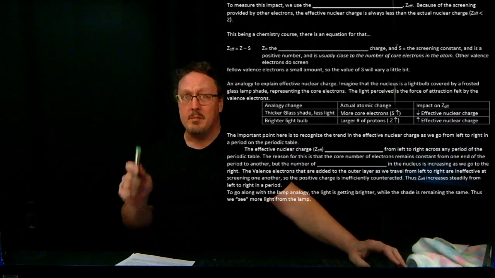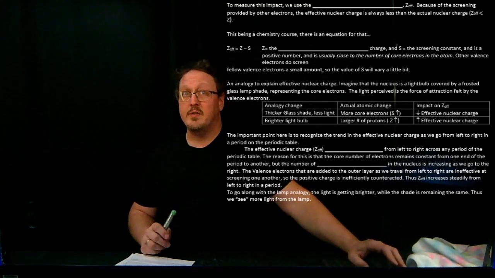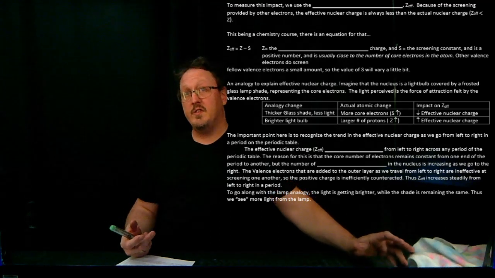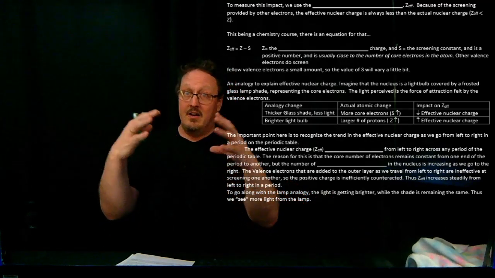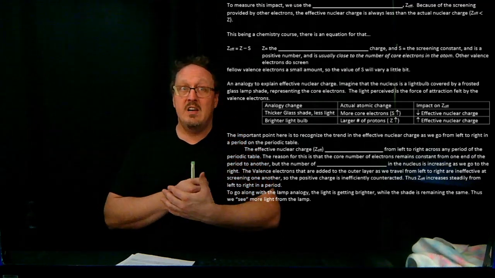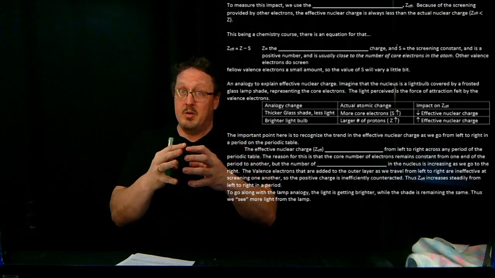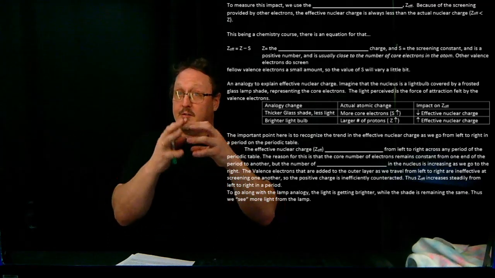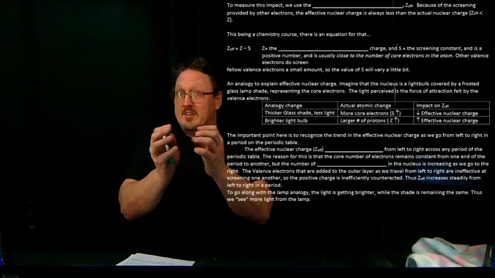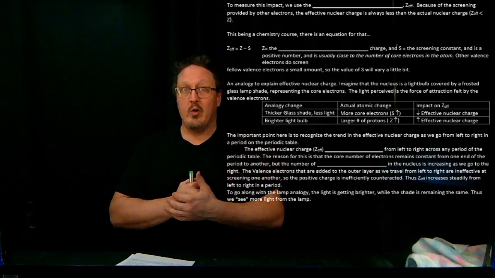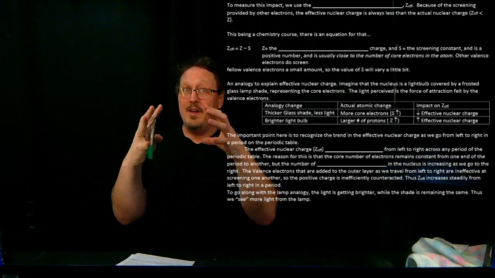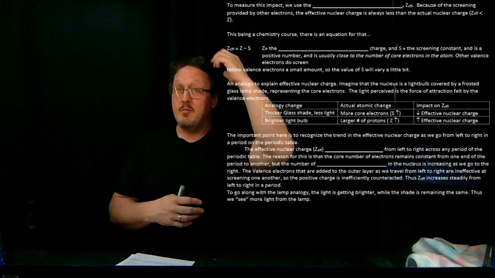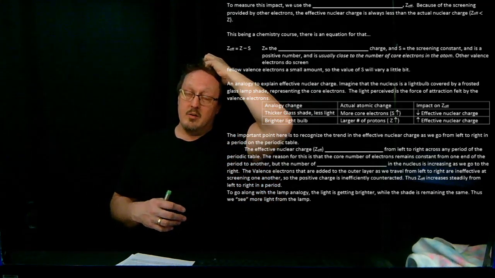And so what we're talking about, as far as an analogy to understand what's going on here, when we talk about nuclear charge, let's imagine that the nucleus is a light bulb inside a glass shaded lamp. The force that the nucleus is exerting is the light produced by that light bulb. Our glass lampshade is our core electrons, which are in the way of how we would see that light, or the force from those protons on the outside of the core electrons.